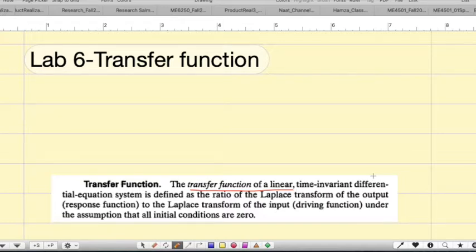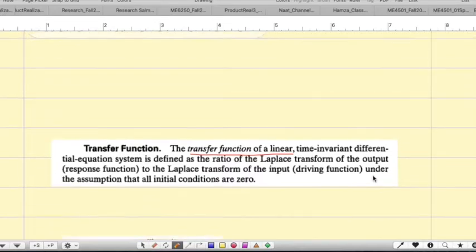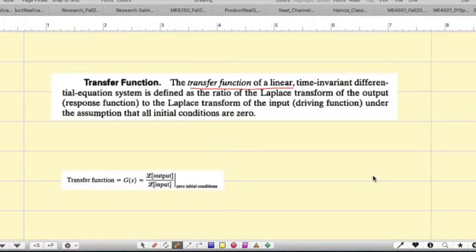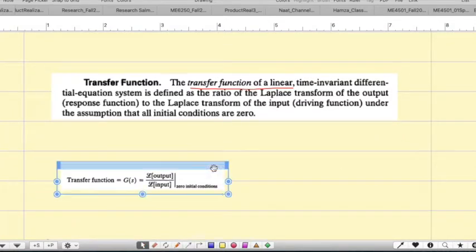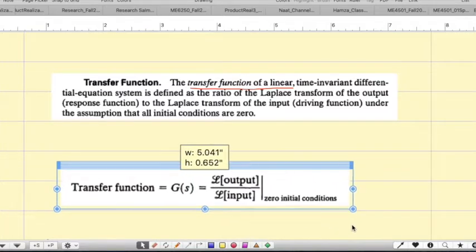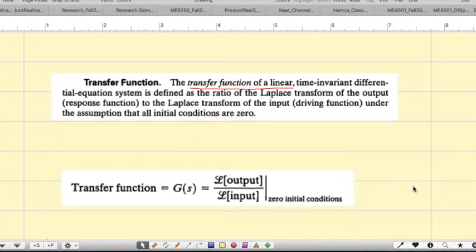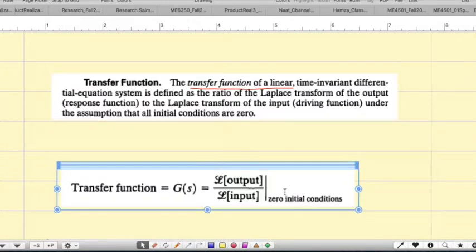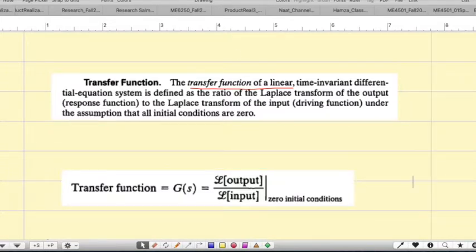It is defined as the ratio of the Laplace transform of the output, which is the response function, to the Laplace transform of the input driving function, under the assumption that all initial conditions are 0. So this is the formula for that. And then the Laplace transform of output over the Laplace transform of the inputs at 0 initial conditions. This is known as the transfer function.